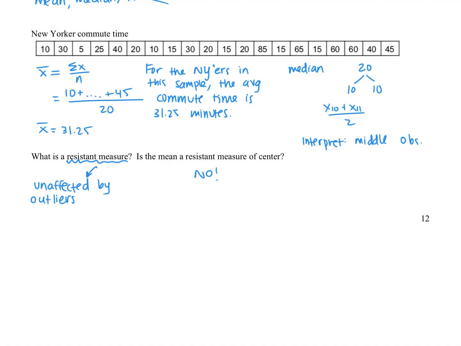So in the data set above, I don't know if you guys looked through the numbers, but there's this one observation of 85. That's really high. That's definitely one of the things that's pulling the mean higher. So if we took out this 85, the average would definitely be lower. Okay, next thing.